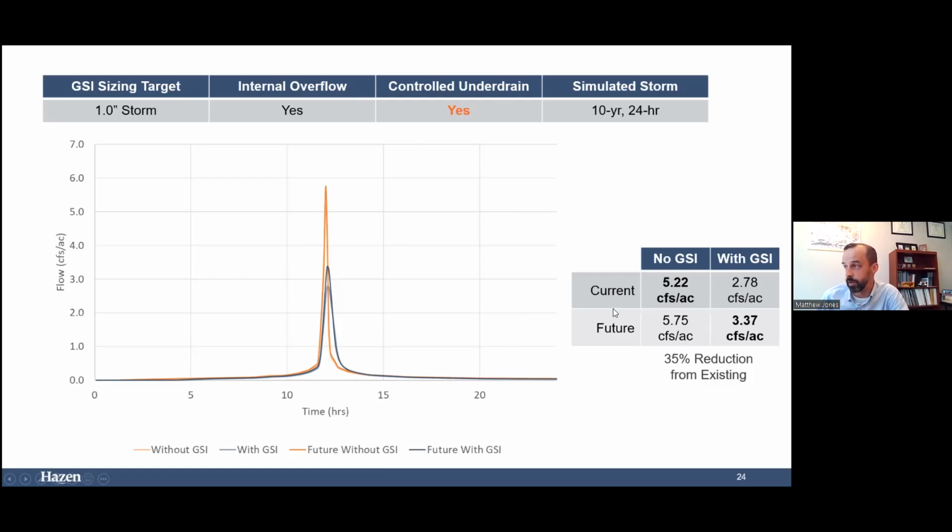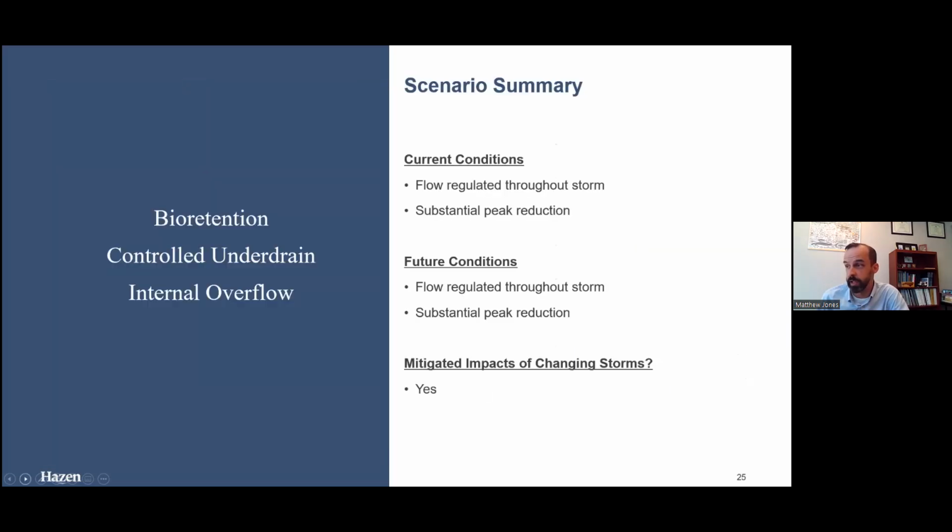And here you can see under our current conditions, a substantial reduction just by adding the green infrastructure, and that more than overcomes the future climate conditions. So an overall 35% reduction from the existing. So we're regulating the flow throughout that storm, with substantial peak reduction under both current and future conditions, and this does meet the criteria that we set for mitigating those impacts of changing storms.